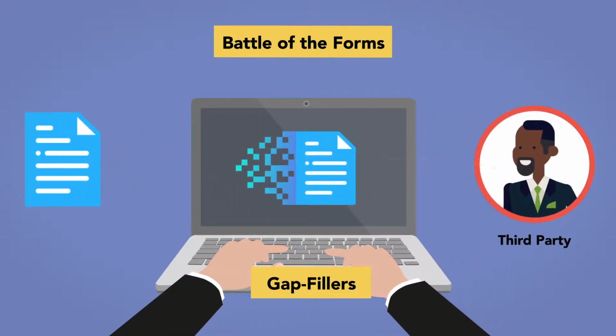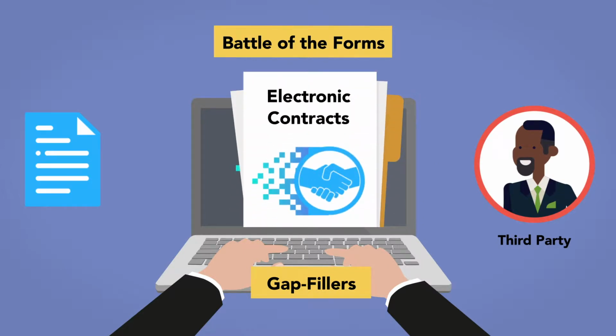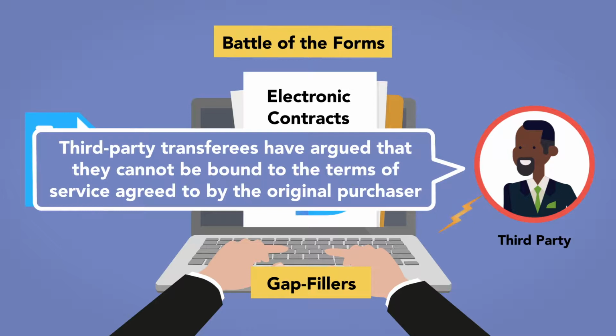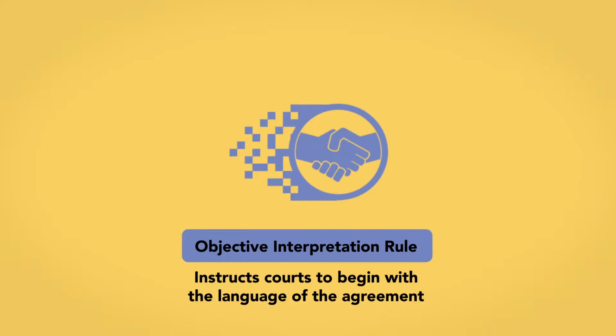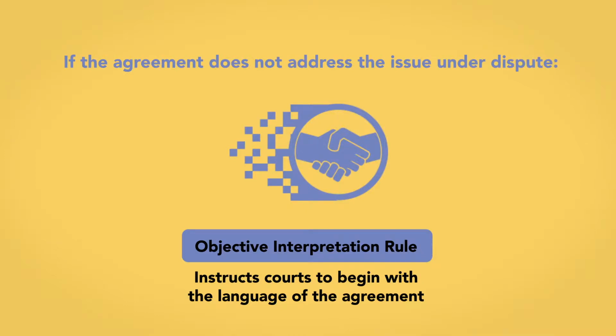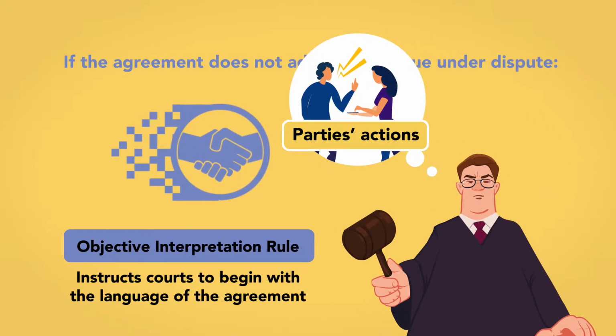These clarifications are particularly significant in electronic contracts, as in the past, third-party transferees have argued that they cannot be bound to the terms of service agreed to by the original purchaser. Regarding interpretation of electronic agreements, the principles provide an objective interpretation rule that instructs courts to begin with the language of the agreement. If the agreement does not address the issue under dispute, courts should then consider the parties' actions during their performance under this contract and/or their prior course of dealing.